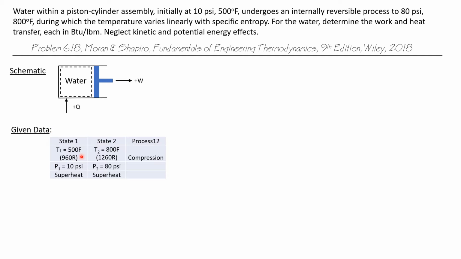We know that the initial state, the temperature is 500 degrees Fahrenheit, which is a temperature of 960 degrees Rankine. The pressure is 10 psi. Now, I haven't shown you the details, but if I look in the saturation table at 10 psi, I will find that the saturation temperature is below 500 degrees Fahrenheit. And that tells me that this is a superheated vapor state.